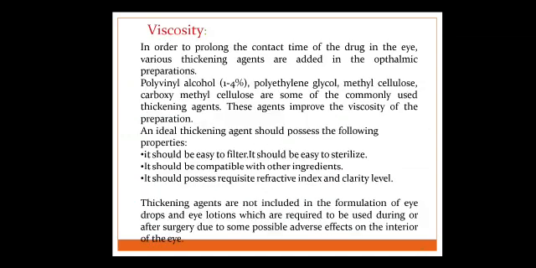Second one is the viscosity. In order to prolong the contact time of the drug in the eye, various thickening agents are added in the ophthalmic preparations. Polyvinyl alcohol in 1 to 4%, polyethylene glycol, methyl cellulose, carboxymethyl cellulose are some of the commonly used thickening agents. These thickening agents improve the viscosity of the preparation.